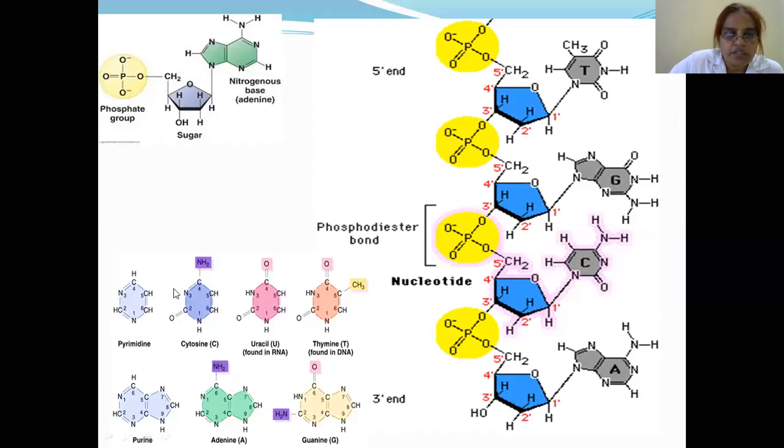See here, carbon, carbon, carbon, and carbon. So sugar molecules have carbon atoms, and nitrogen bases also have carbon atoms. To avoid the confusion, they name the sugar carbons with a prime. On the sugar, see here: 1', 2', 3', 4', and 5'. That's why we call it 3' and 5'.